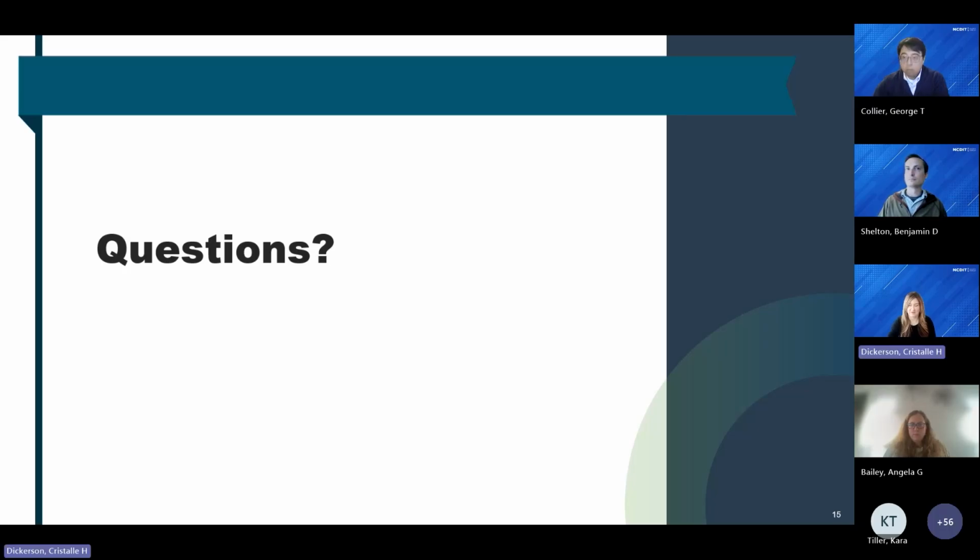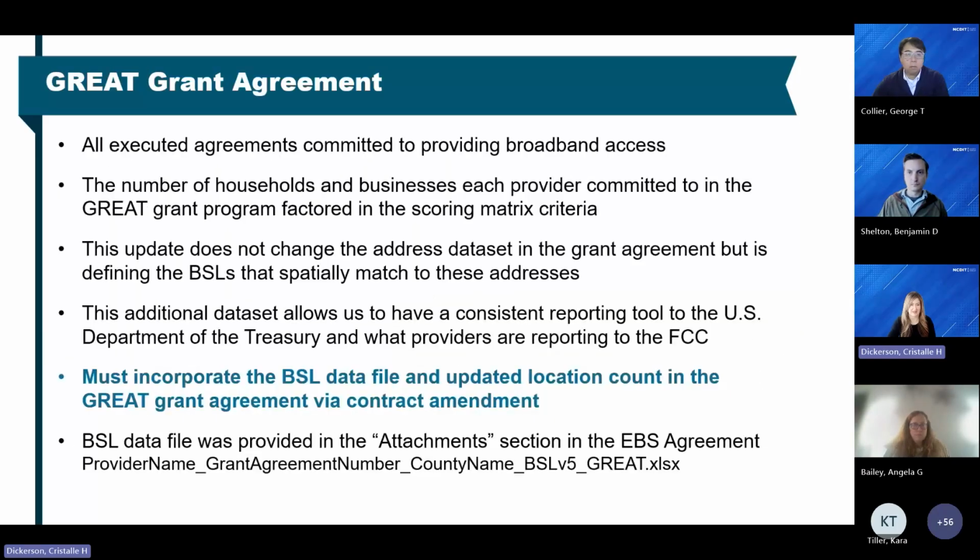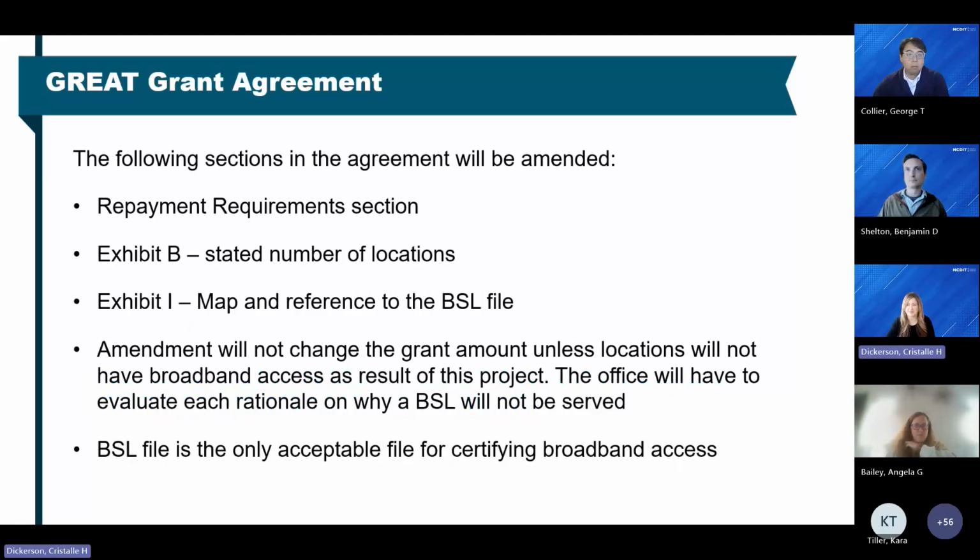Okay. And it looks like we have one more question. I want to confirm that we did get this one. On slide 11 it says it does not change the address data set in the agreement, versus slide 12, which says update Exhibit B, a stated number of locations. It sounds like it contradicts, but I may be misinterpreting it. Well, Angie and Ben, if I misstate something, I'll depend on you.